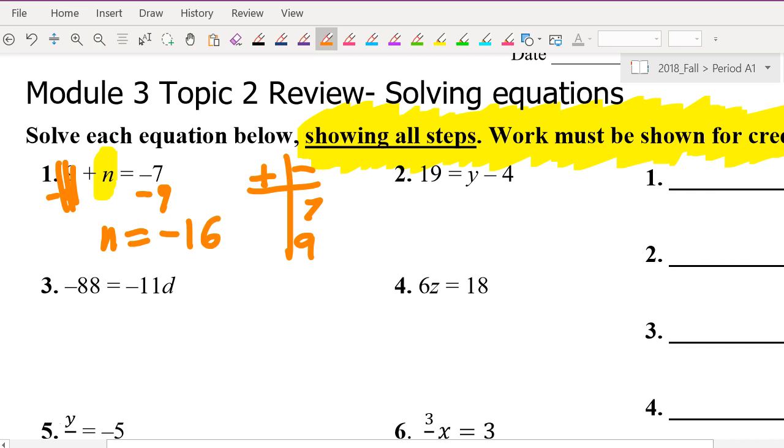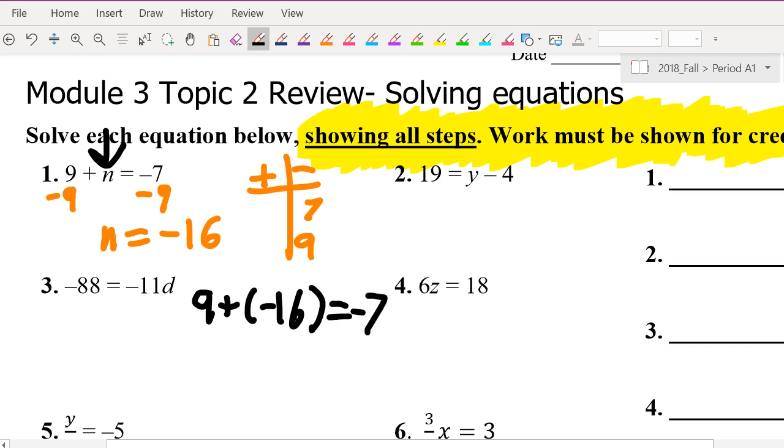Now, if you got the wrong answer, you could still check it. So if you got the wrong answer, it's a good idea to check it. So watch what happens. Let's say that we think the answer is -16. That means 9 plus, and then we put in the -16 there, equals -7. Now, does that work?